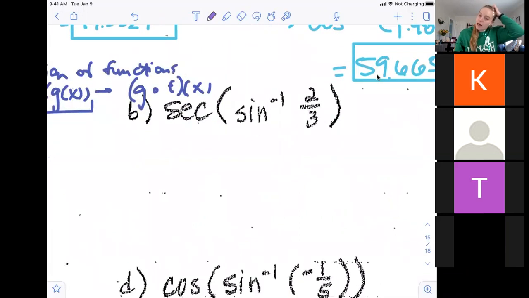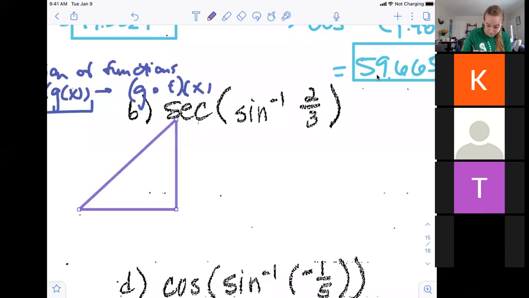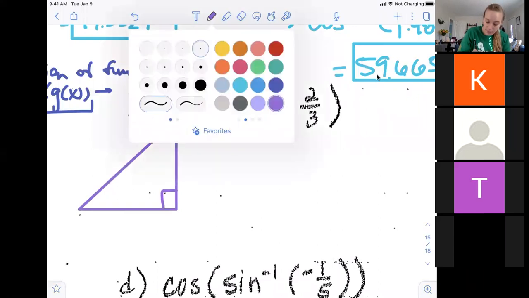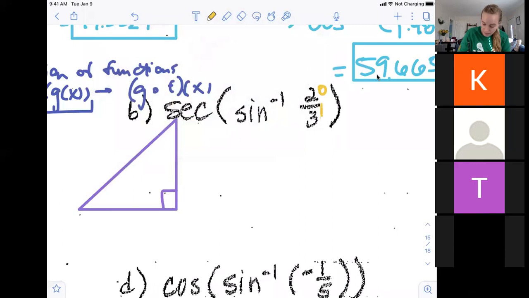This one says secant of inverse sine of 2 over 3. Okay, I don't even have to care about secant right now. Let's deal with the inverse sine of 2 over 3. Again, draw my triangle. I know sine is opposite over hypotenuse. So theta's here, opposite, hypotenuse. I've got 2 for my opposite and 3 for my hypotenuse.